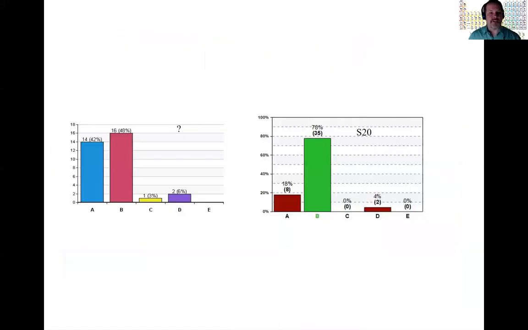Now here is what our students answered in previous years. They didn't really know if it was A or B. That was the previous year, I think it was 2017. And then we can see that just this year, when we did this, most of the students got it correct, so that's good.